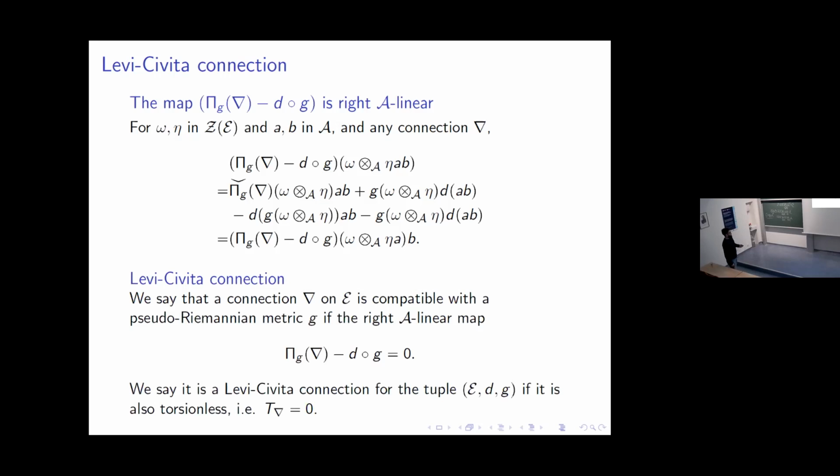Then we say that a connection nabla on E is compatible with the pseudo-Riemannian metric G if the right A-linear map pi g nabla minus decompose G equals 0. We say it is Levi-Civita for the triple E, D, G if it is also torsionless.